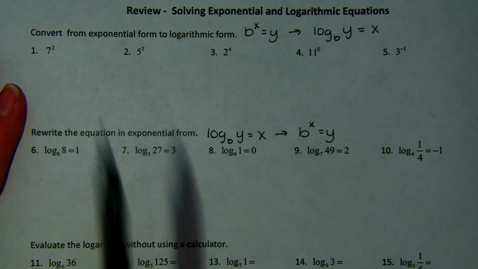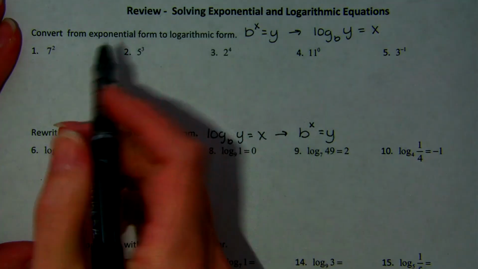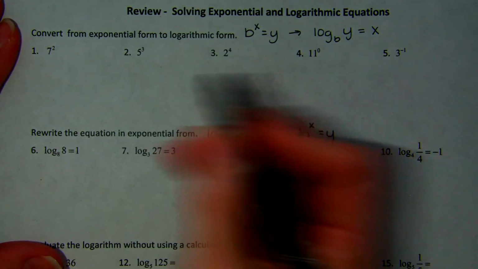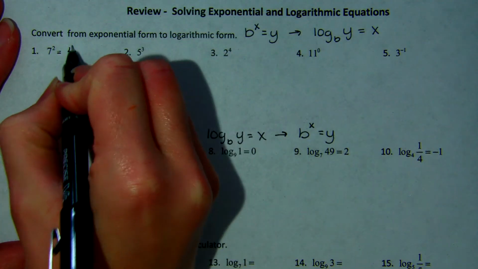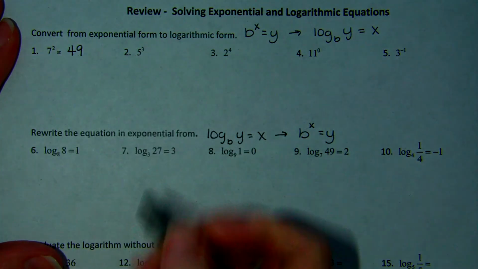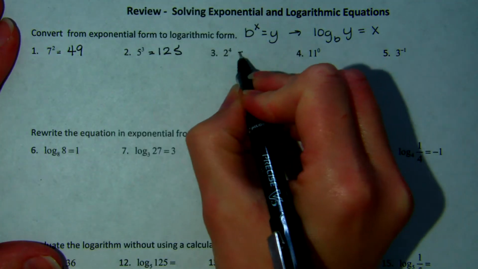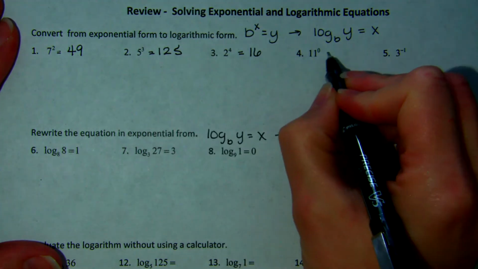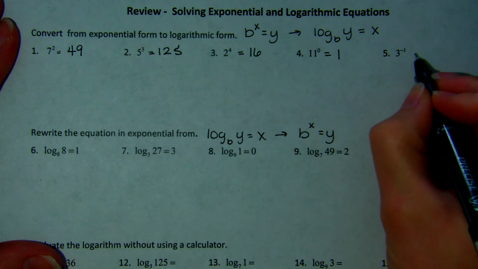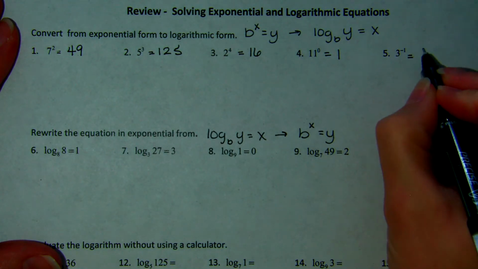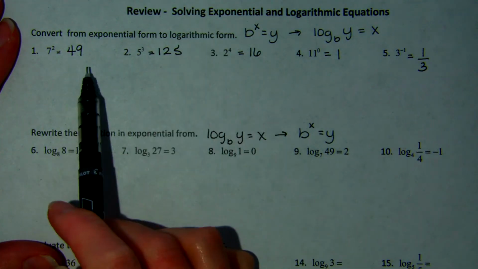Now, these problems right here do not have an equal sign, and we talked about this in class, but you can evaluate each of these exponential expressions to tell me what they are equal to. 7 squared is equal to 49, and 5 to the third is equal to 125. 2 to the fourth is equal to 16. 11 to the 0 is equal to 1, and 3 to the negative 1 is equal to 1/3. Now, that's not what you were asked to do.